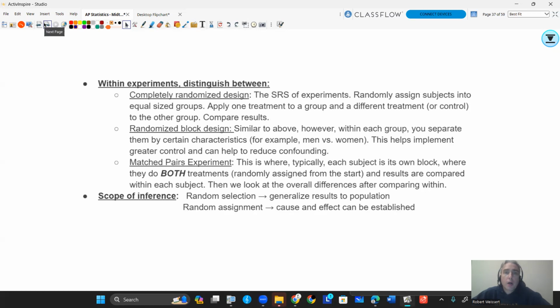Finally, talking about ways to control an experiment. So completely randomized designs, block designs, matched pairs, and using scope of inference to make some sort of determination about a population or generalization for cause and effect.